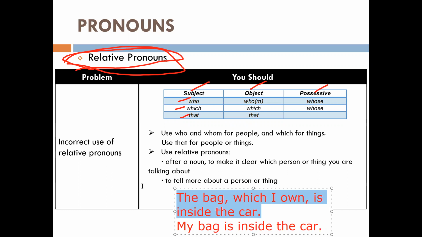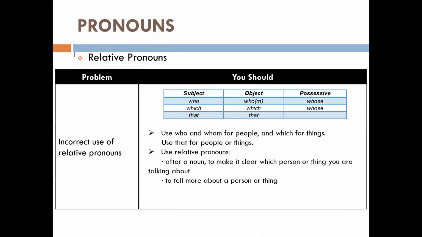But of course, for the sake of teaching, I am still going to let you know how to use the subjective, objective, and possessive cases of these relative pronouns. It's very easy. If you're going to use who, which, and that, you will use them in the beginning. If you're going to use who, which, and that, you can also use them in the end, except for who, because you can also use whom.